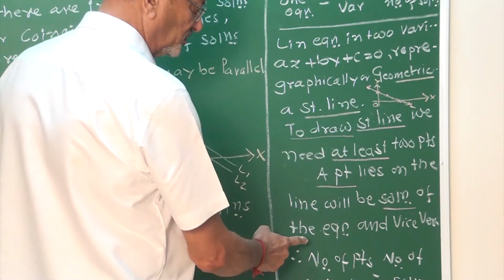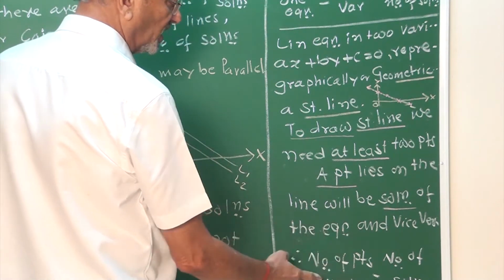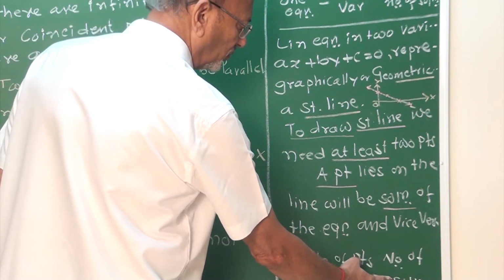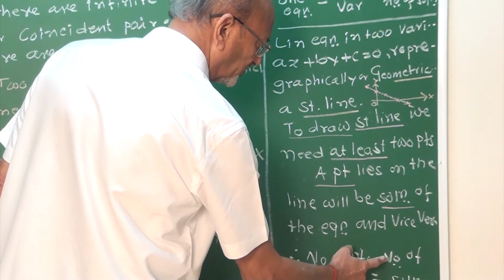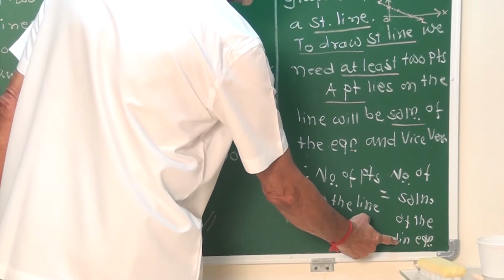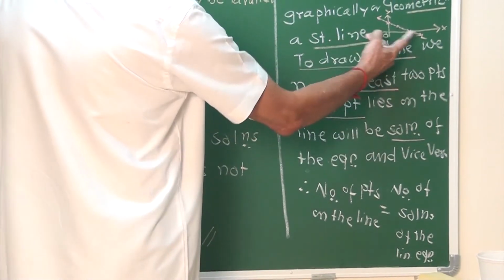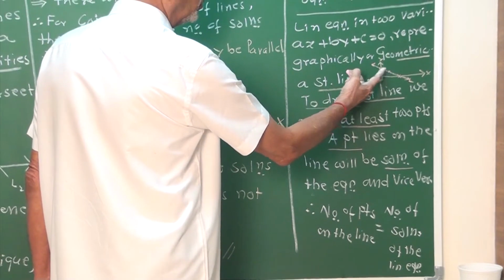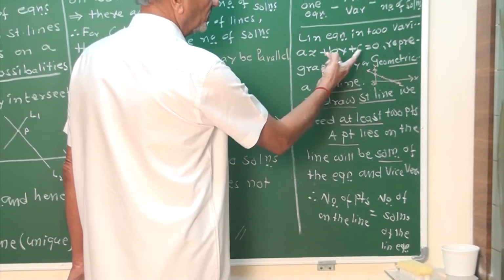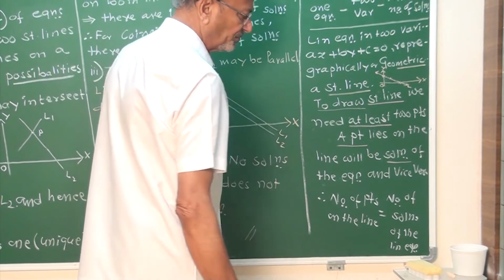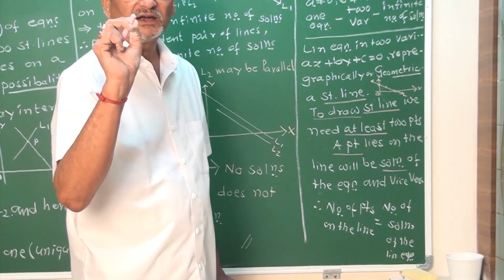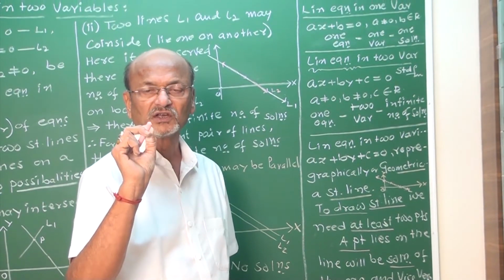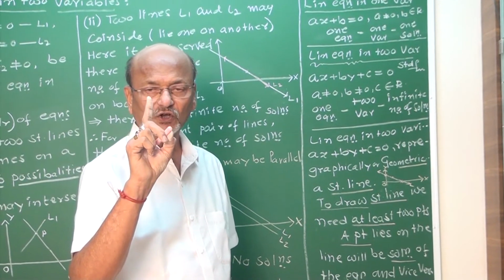Remember, my friends. Therefore, the number of points on the line always gives what? The number of solutions of the linear equation. Hence, on a straight line there lie an infinite number of points. Therefore, a straight line ax plus by plus c equal to 0 has an infinite number of solutions, such points which lie on the line.